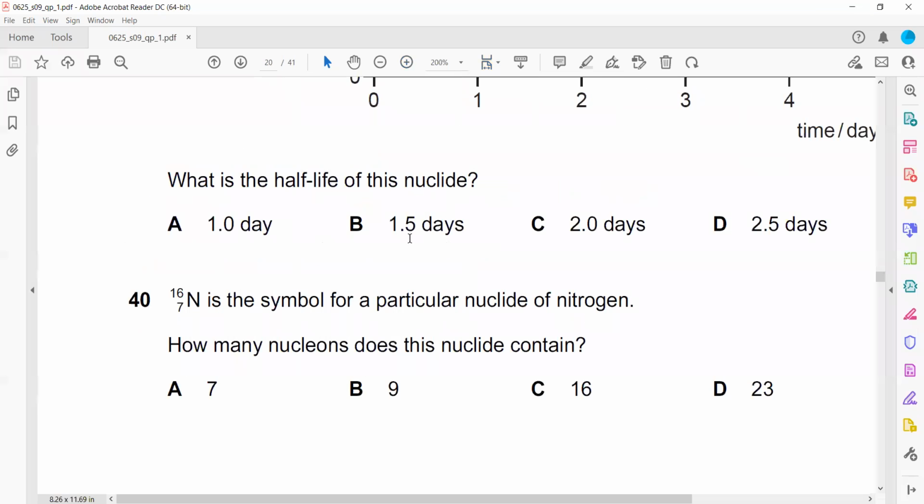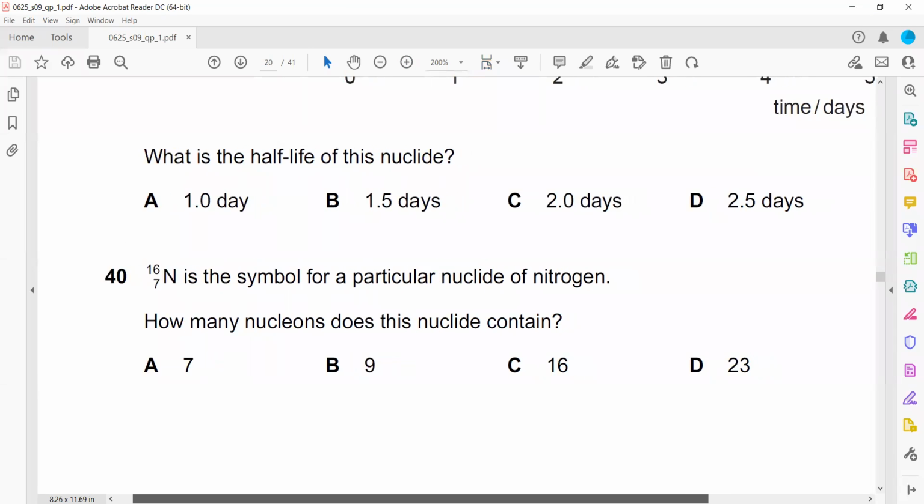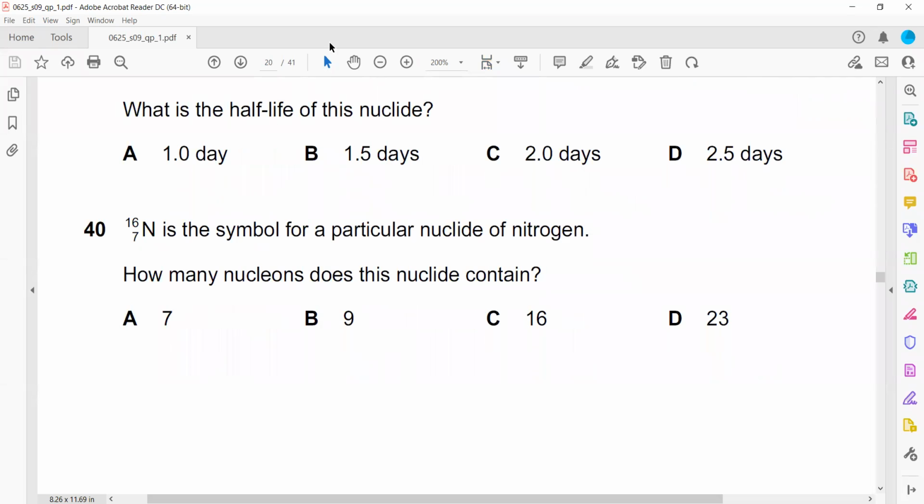Then a nitrogen isotope is given, which is 16 and 7. How many nucleons are there? The nucleon number, this top number, is the nucleon number. So how many nucleons does this contain? It contains 16 nucleons. If they ask for neutrons, then it will be 16 minus 7.